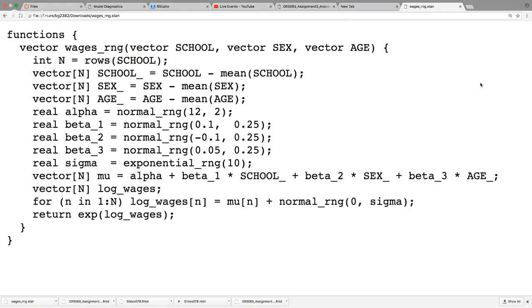Anyway, take alpha, take beta, multiply it by school, take beta 2, multiply by the centered value of sex, take beta 3, multiplied by the centered value of age. Any other predictors that you want to have, that gives you the conditional mean. You can do that as a vector, loop through your n observations, take the conditional mean, and add a realization from the error. You get your predictions for log wages. No one actually cares about log wages, so we anti-log that at the end and get a prior predictive distribution of wages. Questions about that so far?